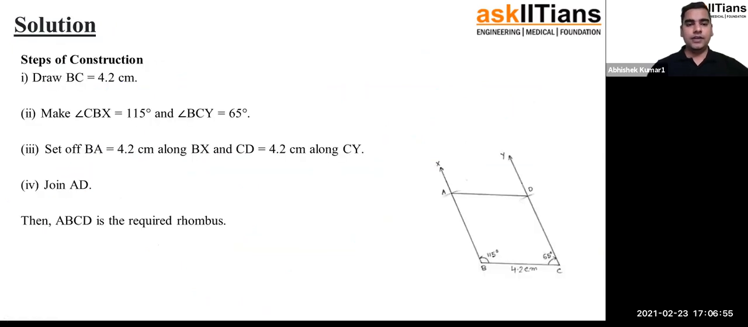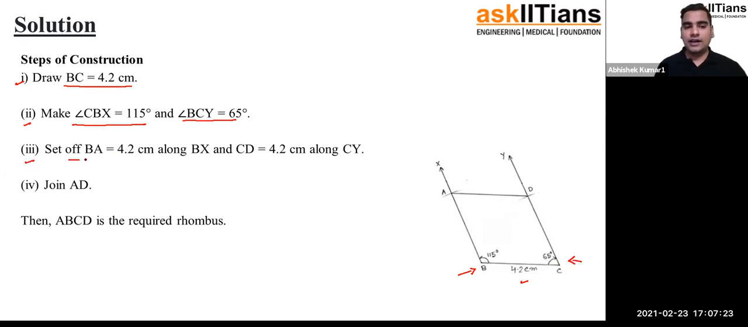Right, done. Okay. So this is for your reference, guys. You can go through this solution and especially do not forget to go through the steps of construction. They first drew BC, which is 4.2 centimeter. You can check here. Then angle CBX is equal to 115 as the sum of co-interior or adjacent angles is equal to 180 degree. So they have drawn 115 here. Angle BCY is equal to 65. That's what they have drawn here.